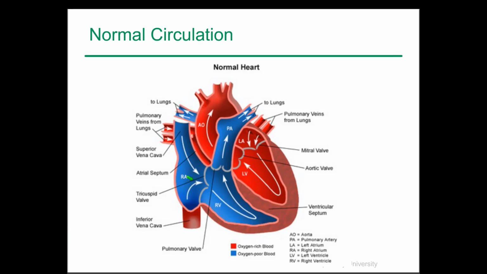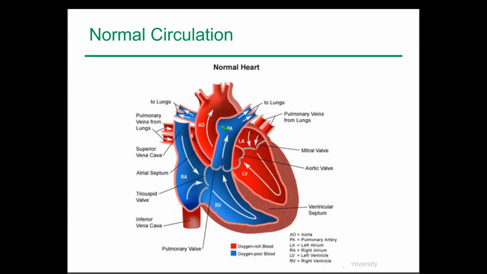That blood all comes to the right atrium where it mixes together. And not shown here, but there is also a little bit of blood that comes back from the heart itself, from the coronaries. That blood all mixes together and goes through the tricuspid valve into the right ventricle. There, the right ventricle will pump the blood through the pulmonary valve out to the pulmonary artery, which then splits into the left pulmonary artery and the right pulmonary artery going to the lungs.